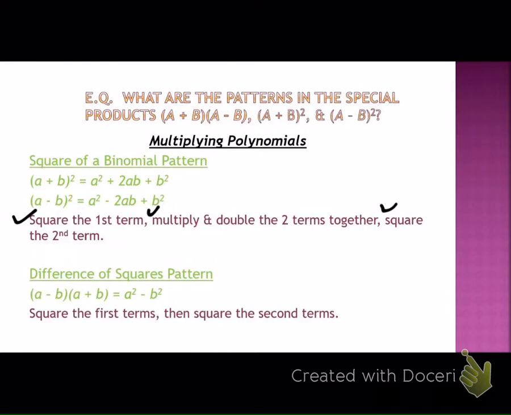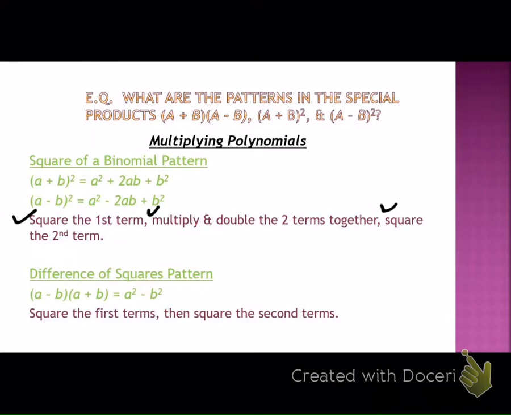So I want you to highlight the steps. We square the first terms, then we square the second terms. Why are we squaring them? Because they're the same term. So I'm going to multiply, literally going to multiply a times a, and then I'm going to multiply b times b, and I'm done. Here's why.